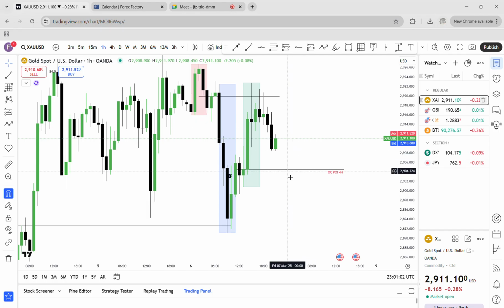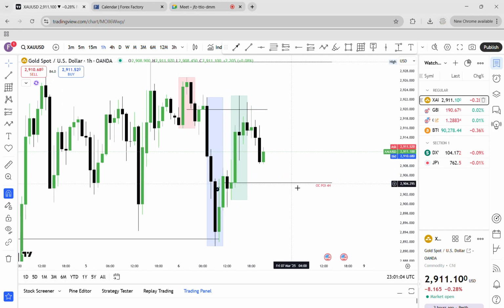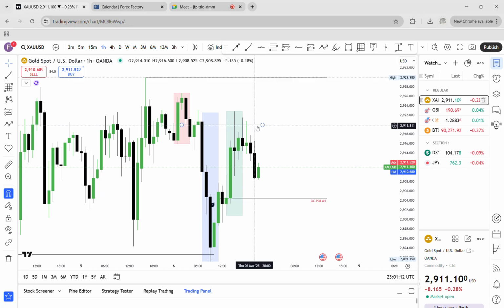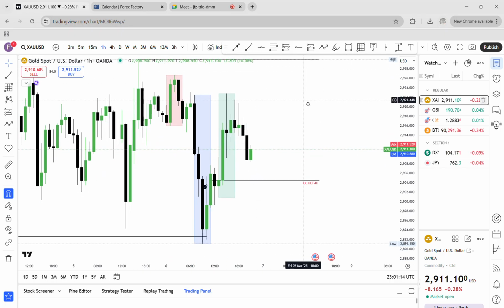So yeah, this is what we have on gold. Like this area, we have a 4-hour balance area that price might seek the low or high as liquidity, then tap into a higher time frame point of interest, which is the 4-hour level.